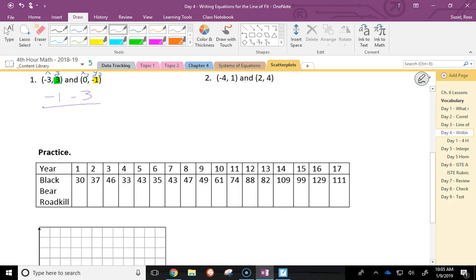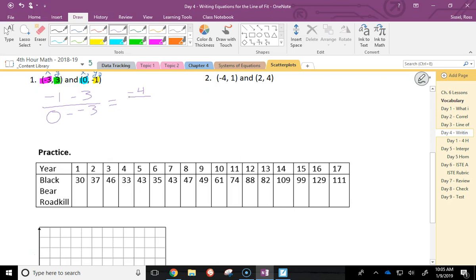Then we do our x. Remember, because it's rise over run, the y's are on top. My x2 is 0 minus my x1, which was -3. Now we solve this simple subtraction problem. -1 minus 3 is -4.